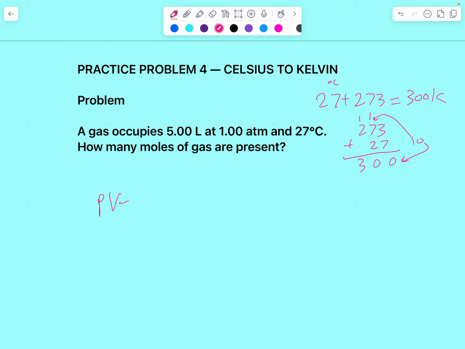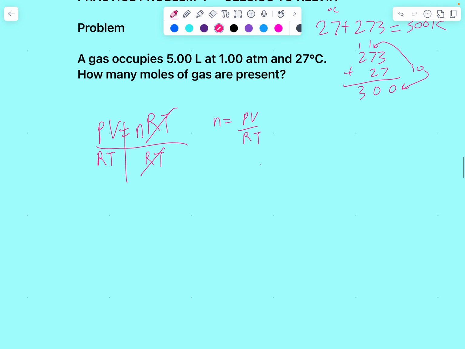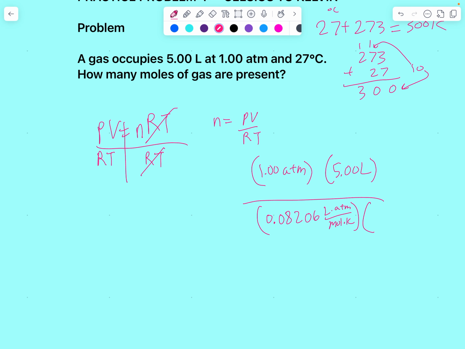So we got PV equals nRT again. We got to rearrange the formula because I need the letter by itself. I'm going to divide both sides by RT again because I don't want this next to my n. I need it gone. So I have n equals PV divided by RT. All right? So let's substitute. We got a pressure of 1 atm times the volume of 5 liters. And then I have to divide by 0.08206 liters times atm, all over moles times K. And then temperature is 300 Kelvin.